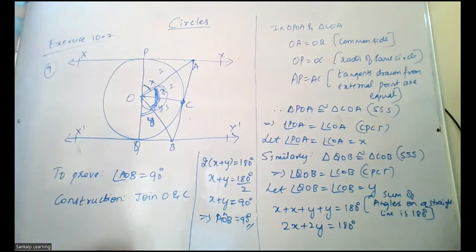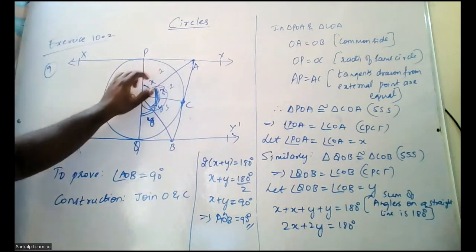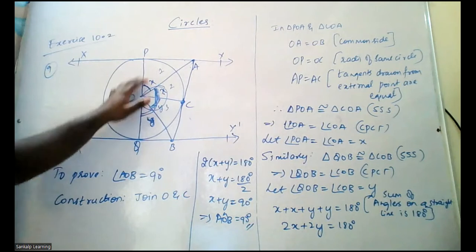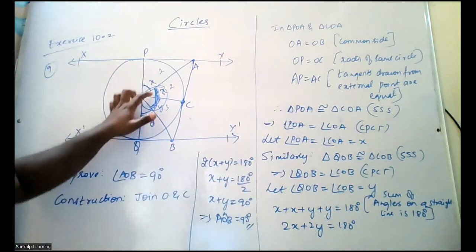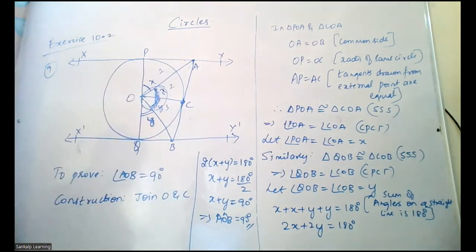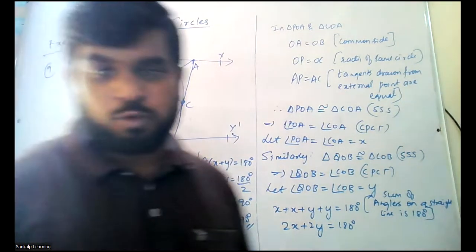A very simple one. Take these two triangles, prove it is congruent. So you get these two as equal, x and x. Same stuff, you get y and y. Add everything, you get 180 degree. Therefore, x plus y is 90. X plus y is 90 implies AOB is 90. As simple as that. Okay. So let's get into the 10th question.